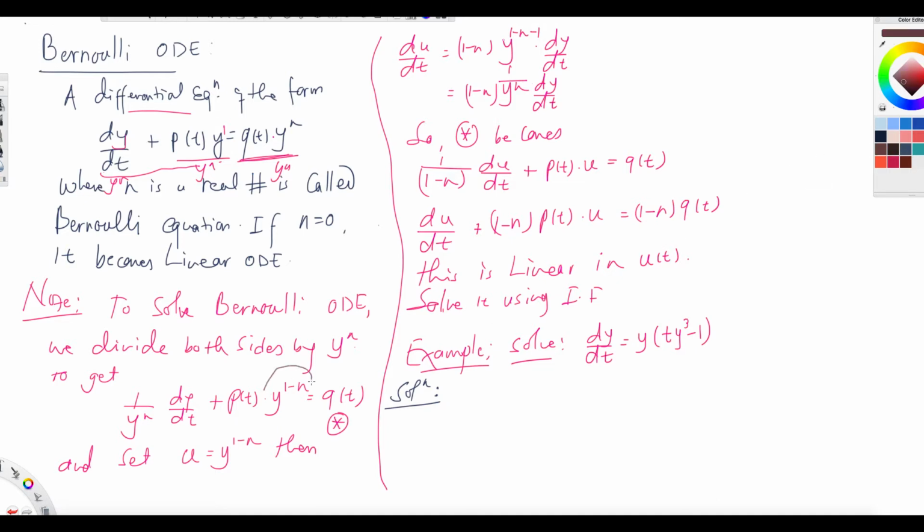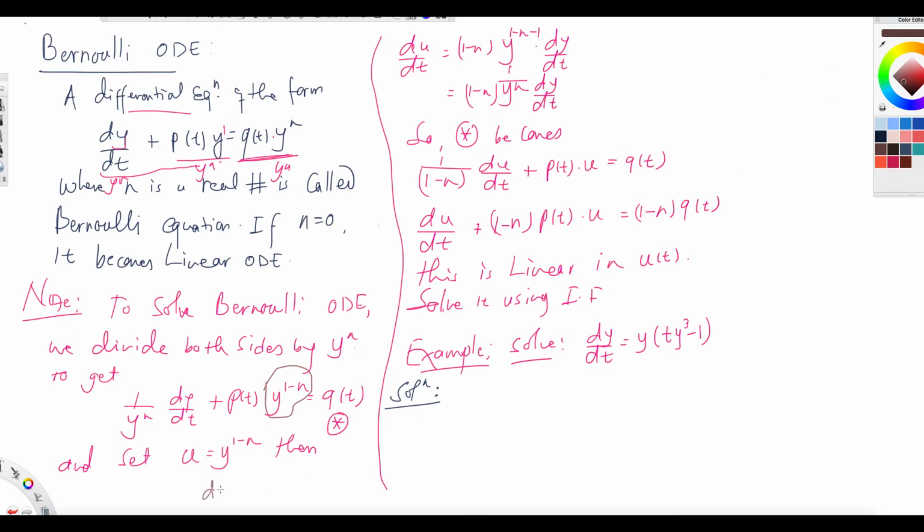Now what we do next is set this guy equal to u. We are trying to change this into a linear form. So u equals y to the 1 minus n. Then find the derivative of this, with respect to t, or with respect to x if it is a function of x. So du/dt equals, it is like the power rule, 1 minus n times y to the negative n.